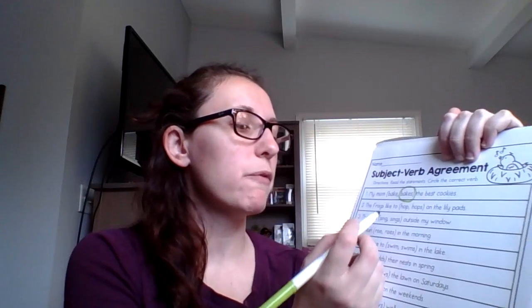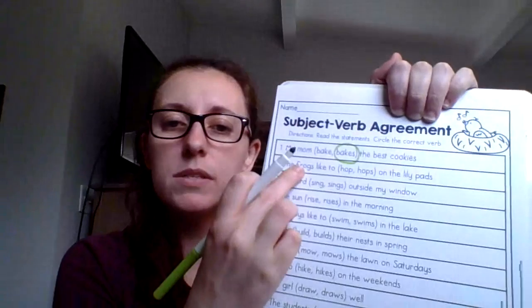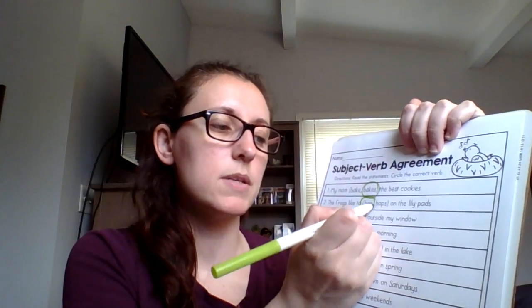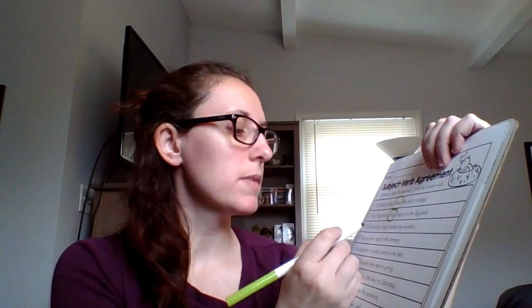So number 2, the frogs like to hop or hops on the lily pads. Well, again, here we have the subject has an S, so now the verb has no S. The frogs hop on the lily pads.